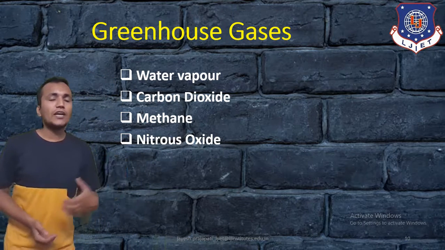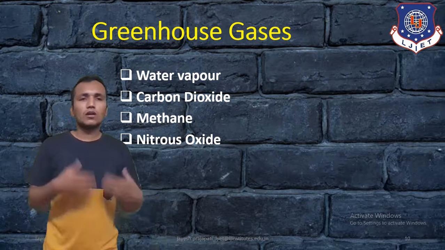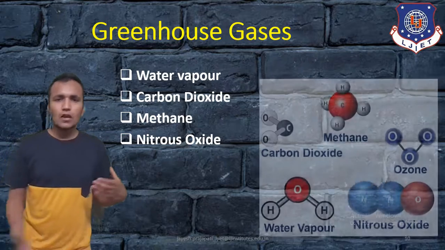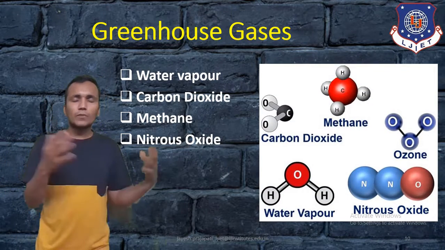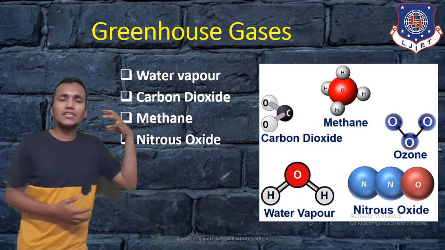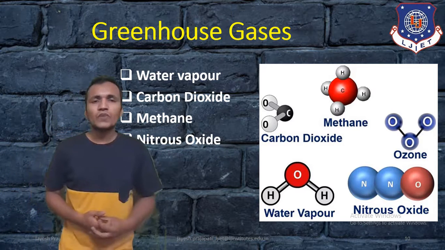Nitrous oxide, N2O, is also a greenhouse gas. These gases are available in the greenhouse. Then nitrous oxide is also generated by the nitration process.